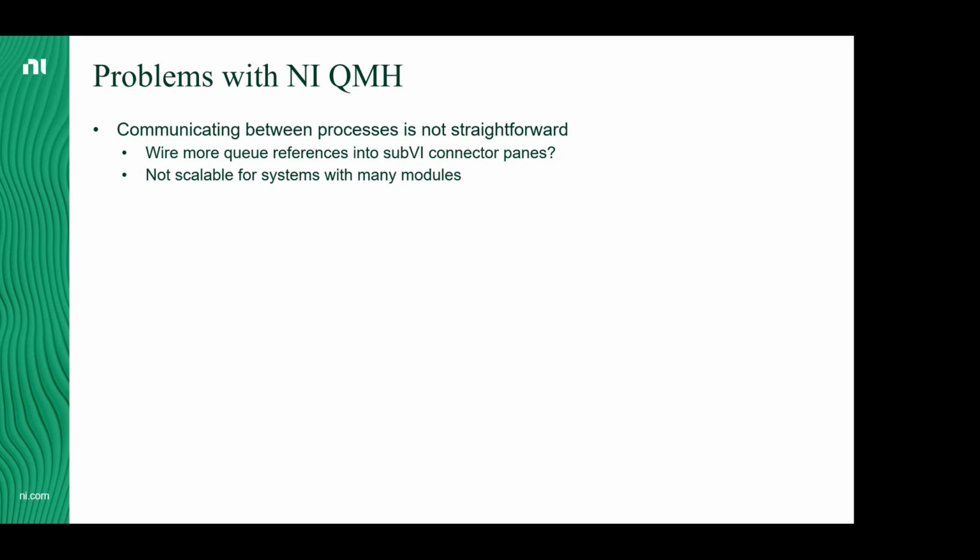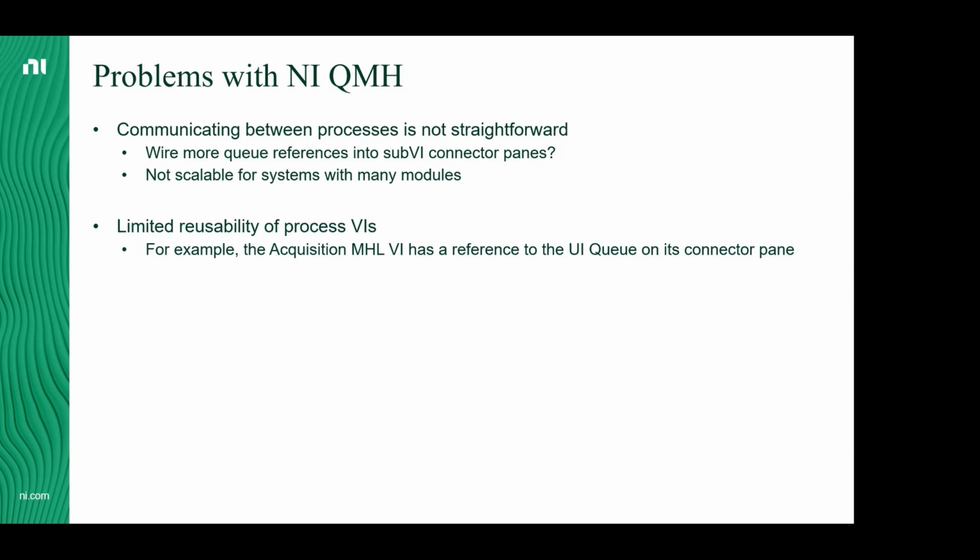Well, what if we need to throw on another asynchronous process? What if instead of measurement and logging to a file, we've also got some sort of data display UI that we want to have? What if we also want to log to a database? These are all additional message handlers we might need to add. So are we going to start adding queue references to the connector panes of these VIs for all these additional things we need to add? That's not scalable.